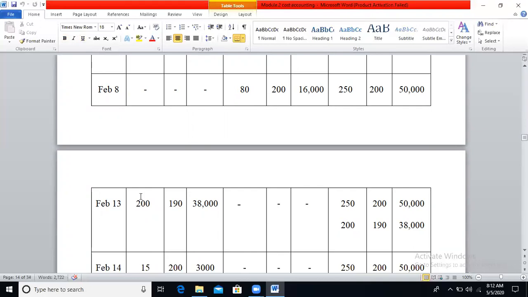Number of tons to be received will be 200 tons. The rate will be 190. So if you multiply 200 into 190, you will get 38,000.